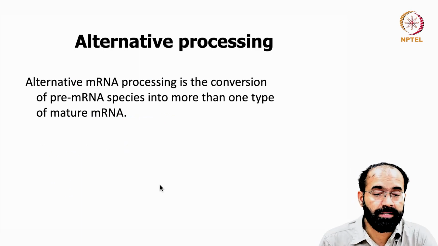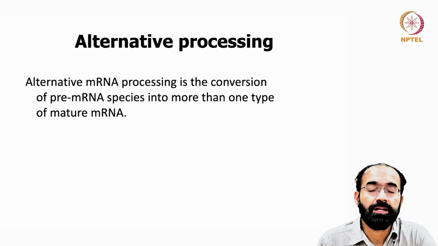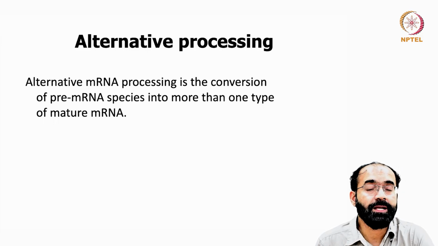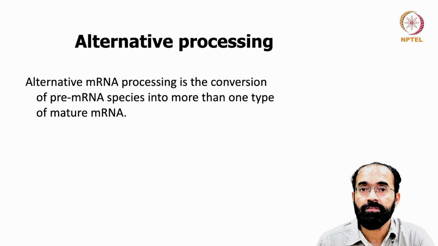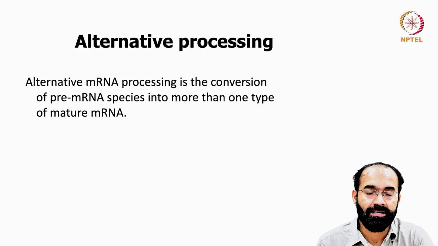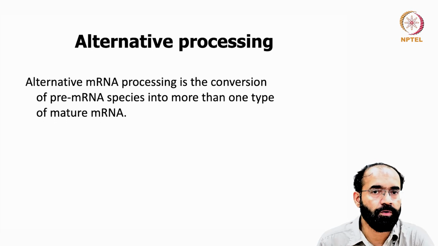Alternative RNA processing is the conversion of the pre-mRNA species into more than one type of mature RNA. When you make more than one type of mature RNA, it can technically give more than one type of protein, but the energy spent or the effort put is only for transcribing one gene. In a simplistic form, we can say that.